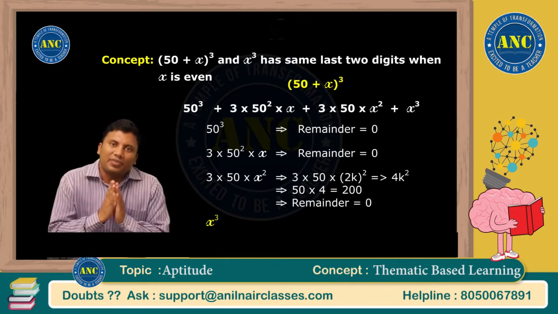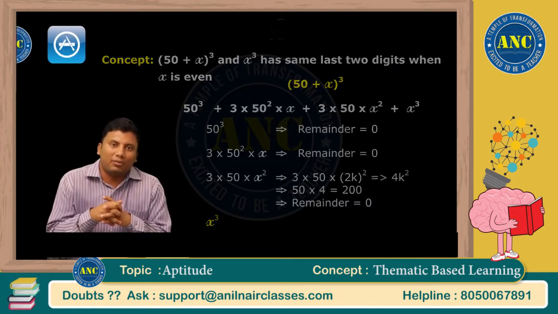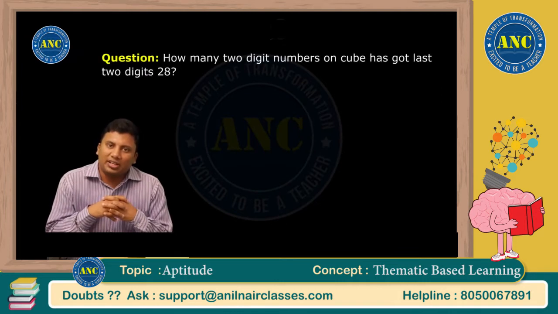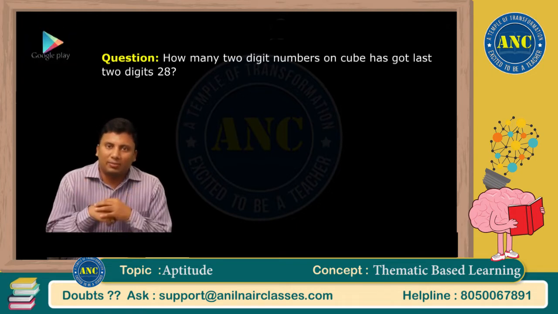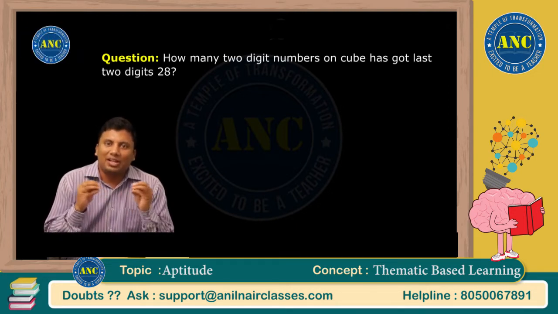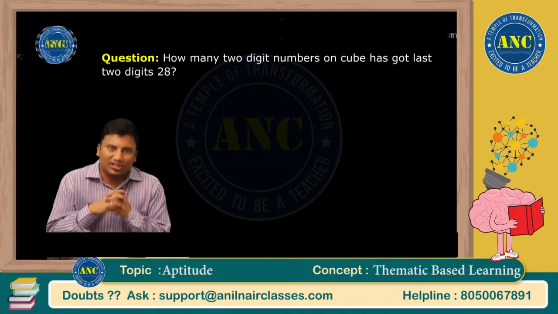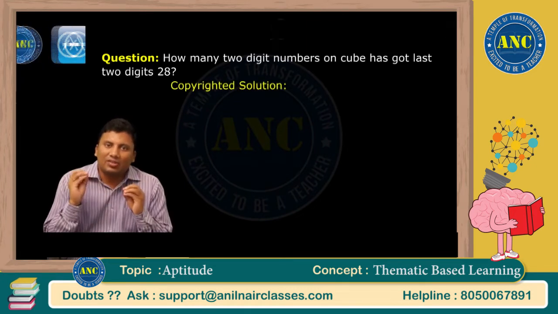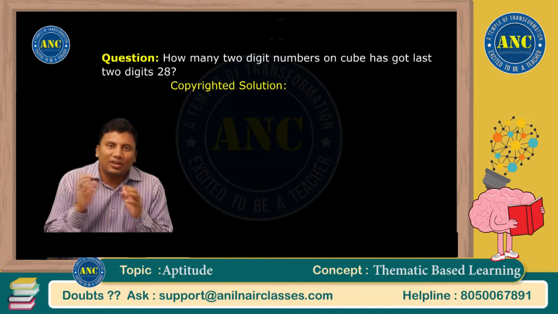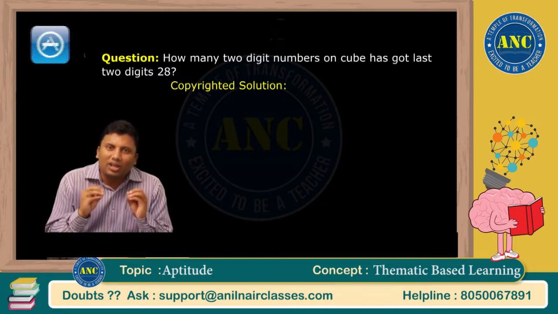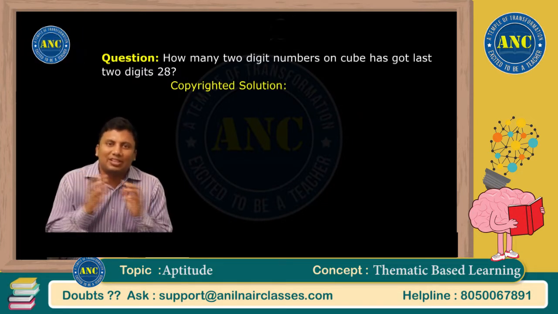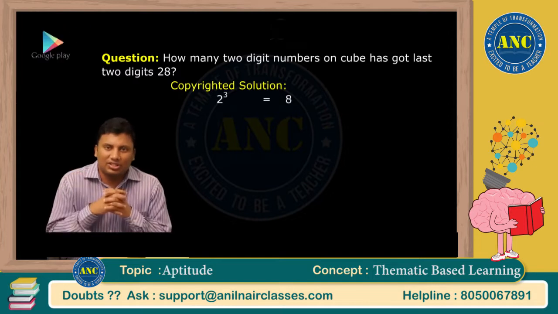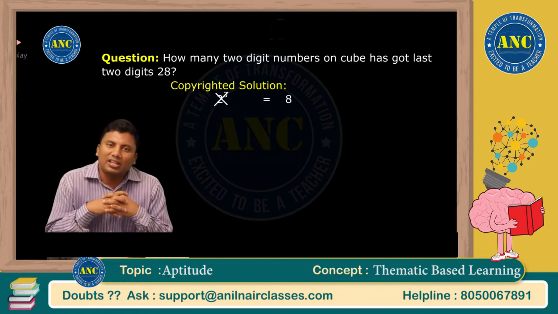Now let us apply this concept on a problem. How many 2-digit numbers on cubing have the last 2 digits 28? First thing, what are the last 2 digits we require? 28 we require. What is the smallest natural number on cubing that gives 8? 2 cube is 8. But I require 28. So 2 is not possible. What is the next number?